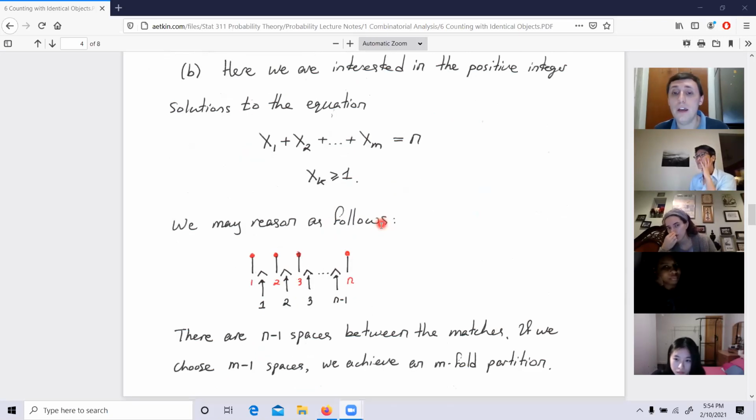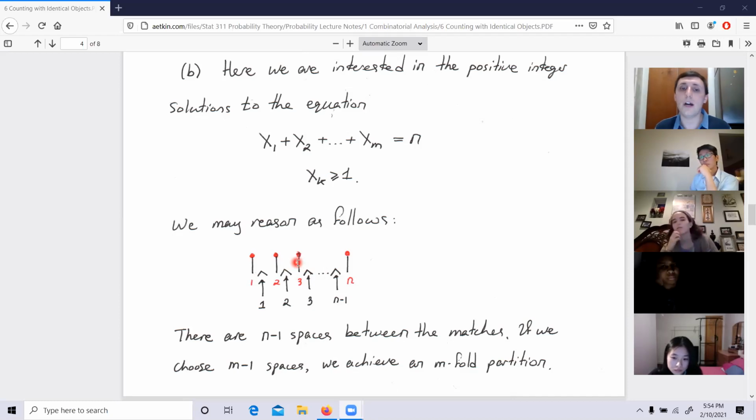So then what do we do? We can arrange the matches. There are N matches, match 1, match 2, match 3, etc. And we can impose spaces in between them. There are N minus 1 spaces between them. Do you see that? Now, out of those spaces, I need partitions. Once I select all the partitions, that will identify which match goes to which person.